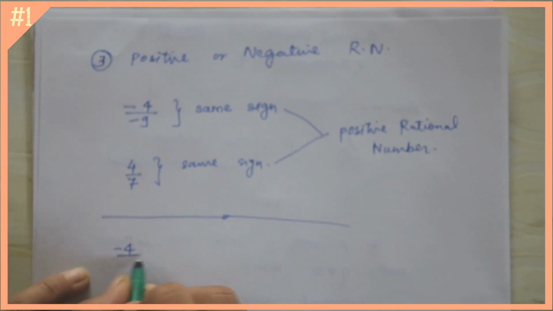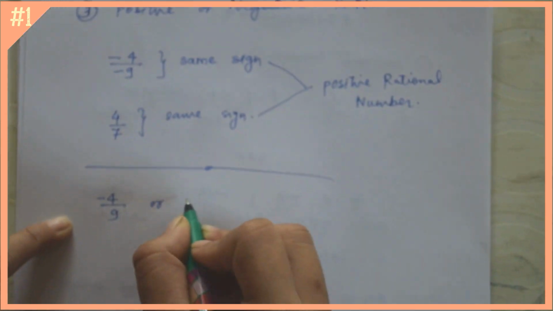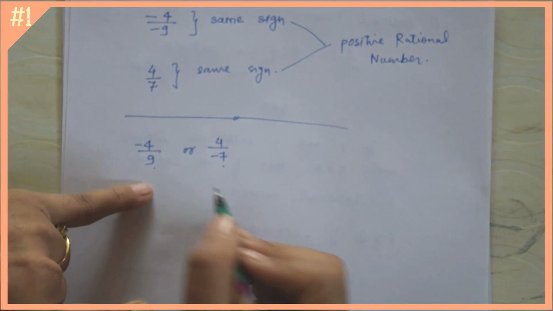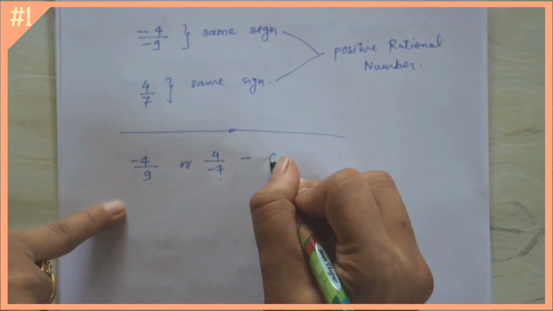If the signs are different, say 4 by minus 7, now here the numerator and denominator both have different signs.